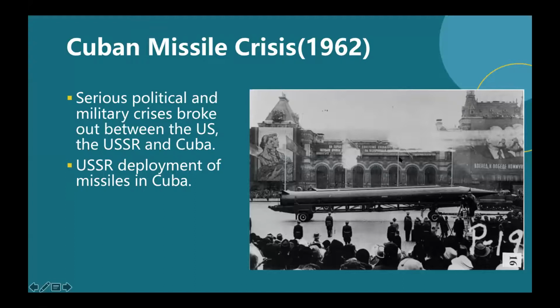So the Cuban Missile Crisis, this is also a severe problem between the U.S. and the USSR, with many political and military crises between the U.S., the USSR and Cuba, because the USSR was deploying missiles in Cuba. So actually, before 1962, the U.S. and Cuba had a very good relationship at that time.